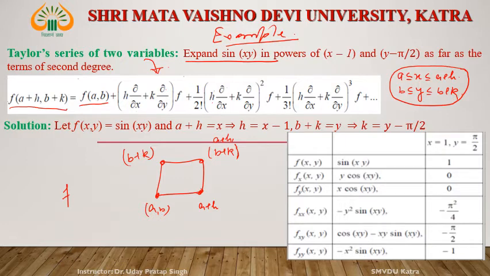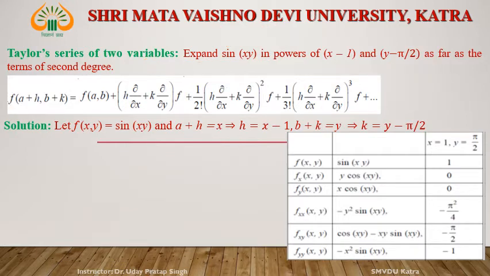What is the function? The function is sin xy. This function we have to expand about 1 and pi by 2. Why? This says that you have to expand the function sin xy not about 0, 0. This is not the 0, 0 point. This point is 1 and pi by 2. How do we know that this point is 1 and pi by 2?